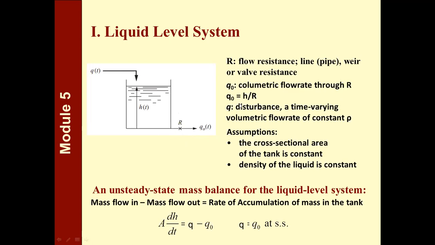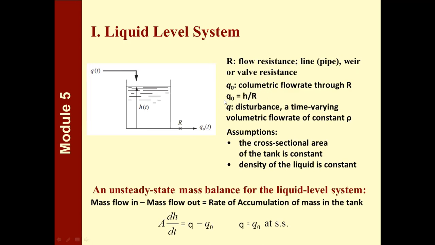So your Q sub O is equal to H over R. H is the level of the liquid and R is the flow resistance. Now, speaking of the flow resistance, it would come in the form of the pipe itself. The pipe itself can also offer resistance to flow, or it could also be in the form of a weir or a valve. Okay, so the problem will make it known as to what type of resistance it is and what would be the corresponding relationship of the resistance to the volumetric flow through it and to the head.